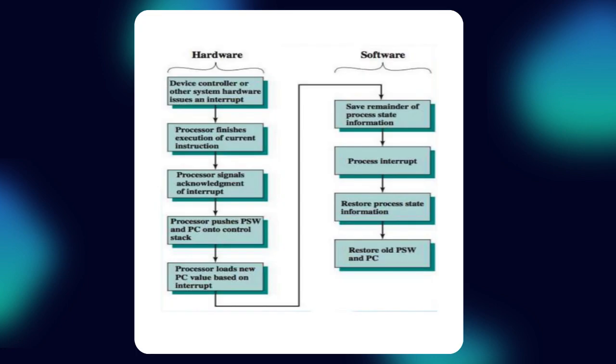Simple interrupt processing is when an interrupt is issued. The hardware part of the flowchart is: the device controller issues an interrupt. Then the processor completes the execution of the current instruction, like the current instruction which is taking place will be completed first, and then the further actions will be conducted.